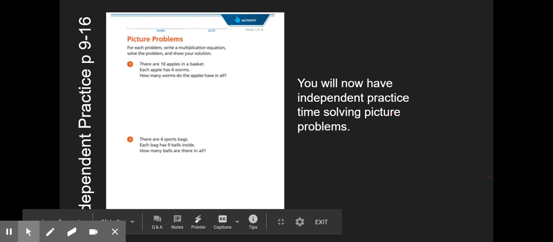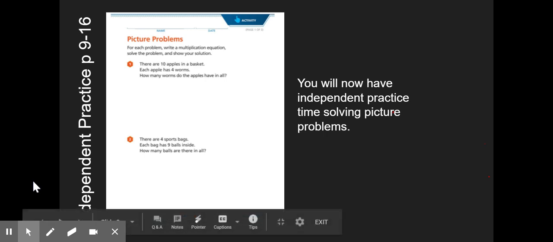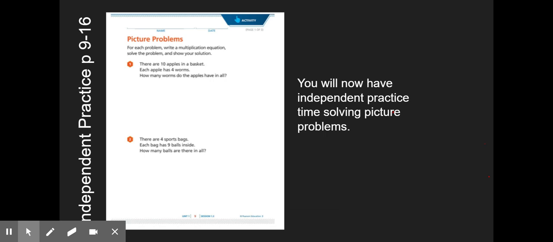Finally, in this lesson, we practiced independently with some picture problems in our student math workbook. Hopefully, this lesson helped you revisit how to solve problems using the get chart or using our 3 sentences. And I hope you also remember how to write a multiplication equation using the numbers from the get chart.